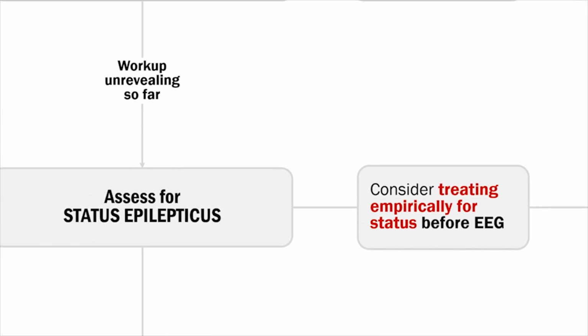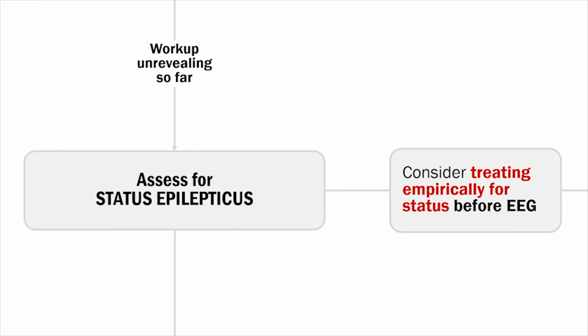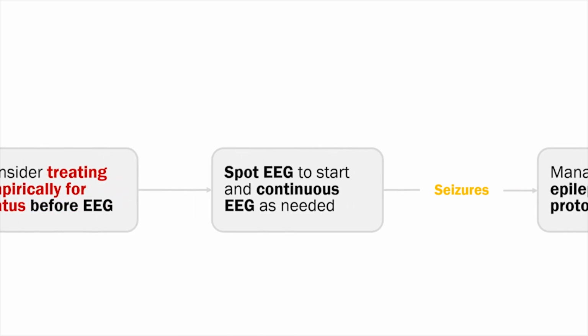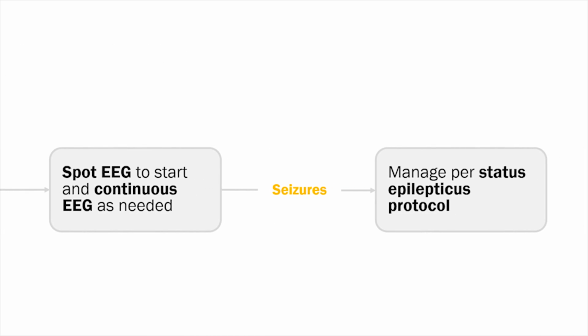Imagine all of your imaging is negative. Now let's assess for status epilepticus. We can consider treating empirically, according to the status epilepticus protocol, while getting an EEG. Start with a spot 30-minute EEG and progress to 24-hour EEG monitoring as needed.